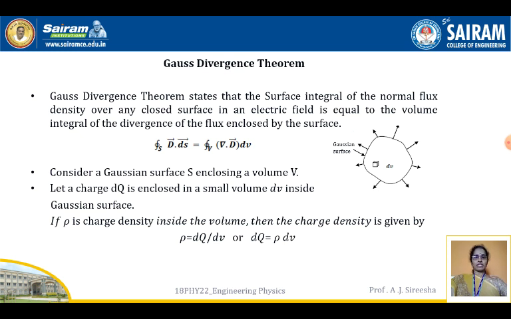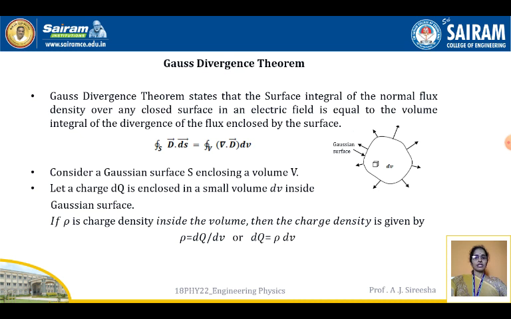This is the Gauss divergence theorem, which states that the surface integral of a normal flux density over a closed surface in an electric field is equal to the volume integral of the divergence of the flux enclosed by the surface. Now let us see how this theorem can be proved. Now look at the diagram. Consider a Gaussian surface S enclosing a volume V.